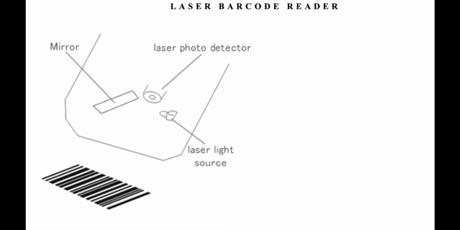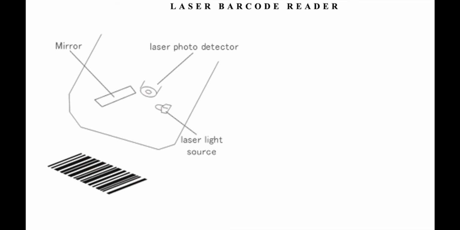The barcode is a combination of white and black strips. Wherever there is a black strip, light will be absorbed. Wherever there is a white strip, the light will be reflected back. When the laser light is reflected back, that reflected light ray is detected by a photo detector, as you can see in this animation. Like this, the laser barcode reader works.